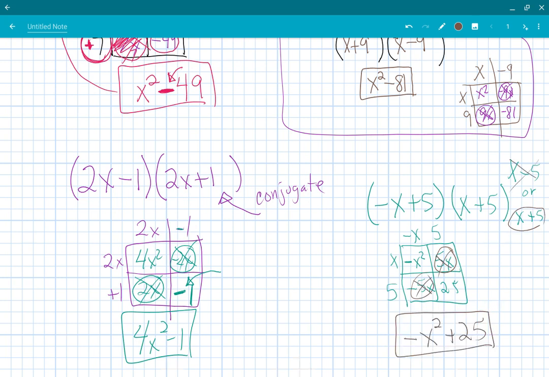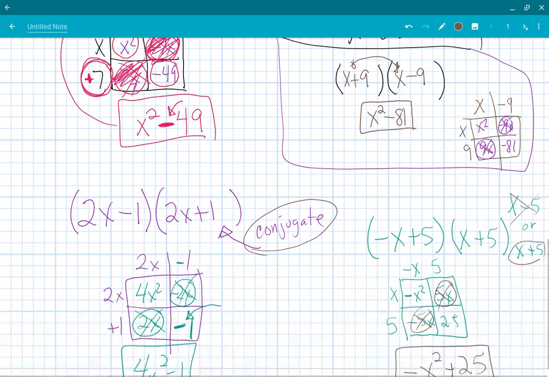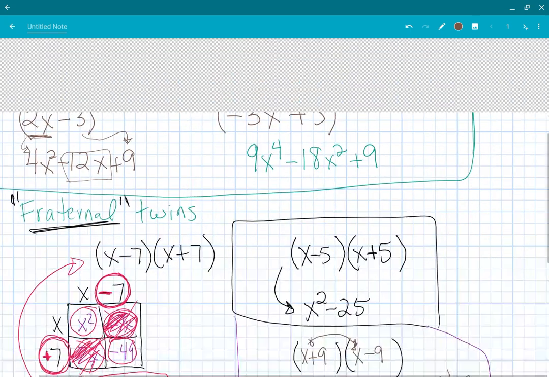The twin of one of the twins is called a conjugate. Like I said, you don't have to know this, but when you get to pre-cal, then we'll use that. Okay, so that is my twin lesson. Let's review real quick.